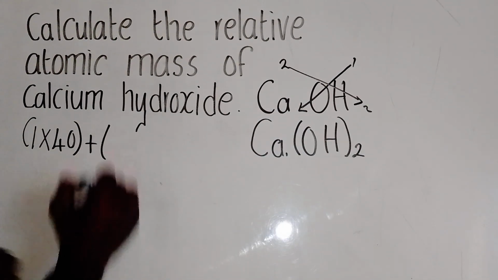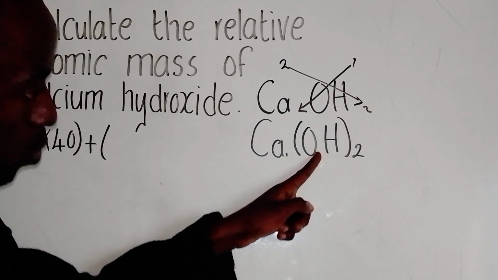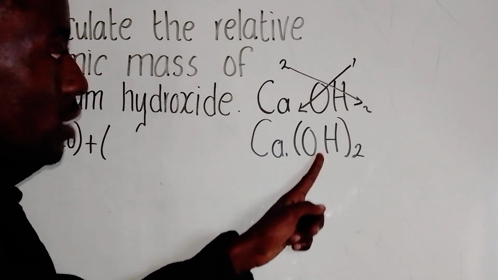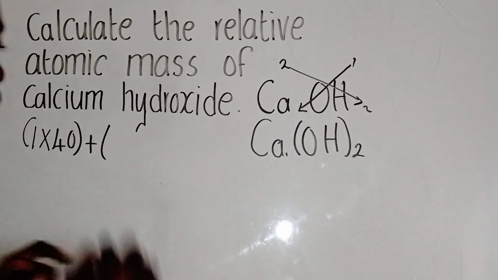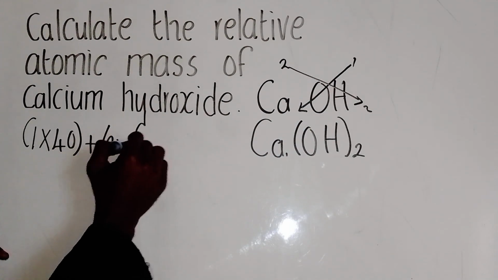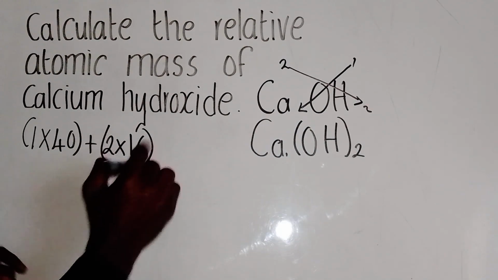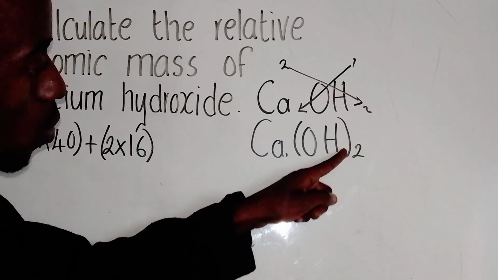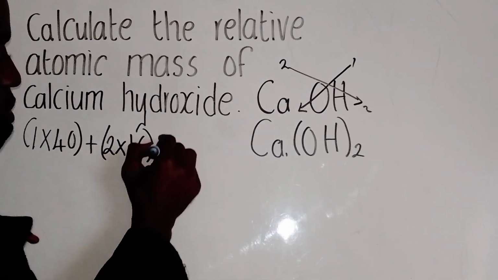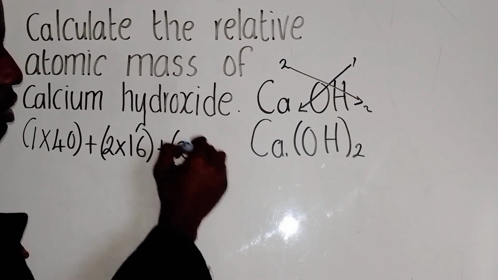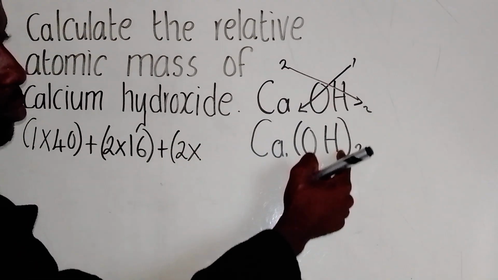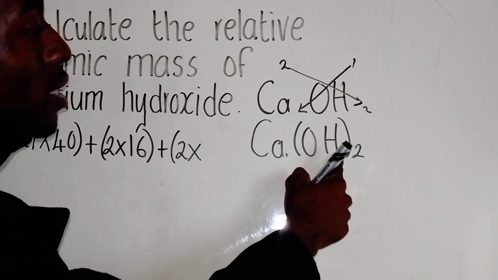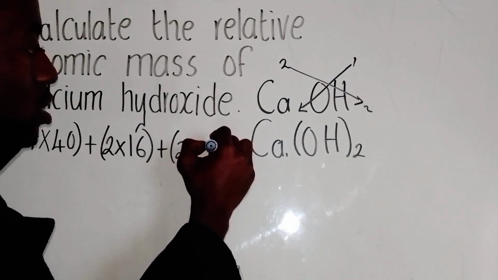You say plus. Now you say 2 times 1 here for oxygen is going to give me 2. Now 2 times the mass for oxygen on the periodic table like this. Now again you say 2 times 1 here for hydrogen. So you say plus 2 times 1, which is 1. Now if you check on the periodic table, the mass number for hydrogen is 1.